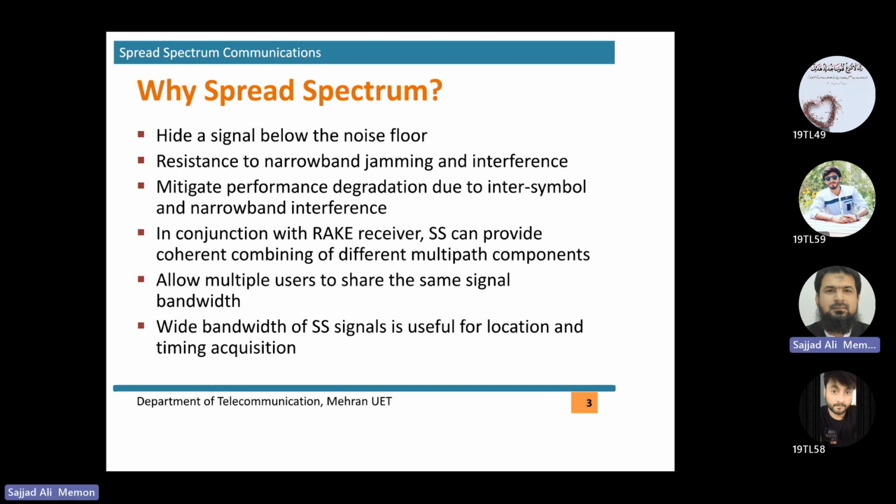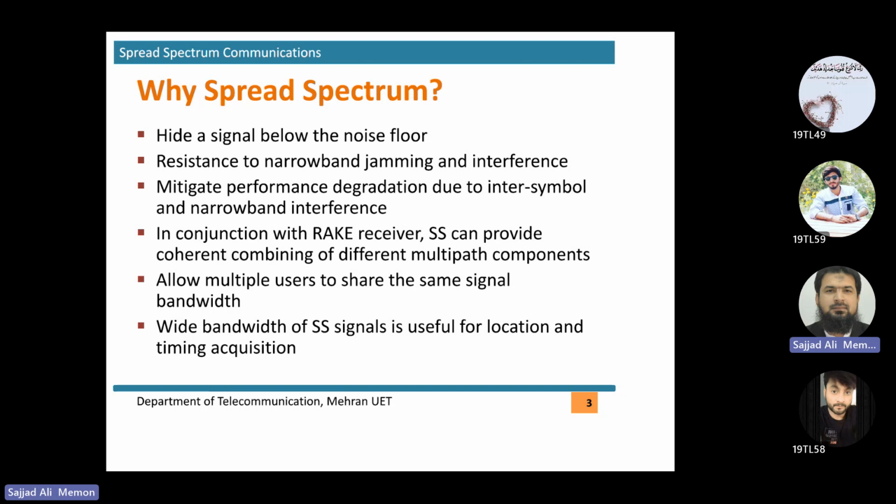In conjunction with this, we also have rake receivers with spread spectrum that can provide coherent combining of different multipath components. So a rake receiver, as the name suggests like a rack, you might have seen a table where you will find different racks, or in the kitchen we have different racks. So they are one, two, three, four, five, maybe more racks. So here we have a rake receiver, which has four or five fingers to receive the signal. Different fingers are set to accommodate different multipath delays of that signal.